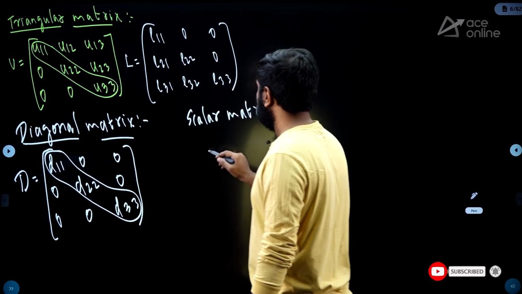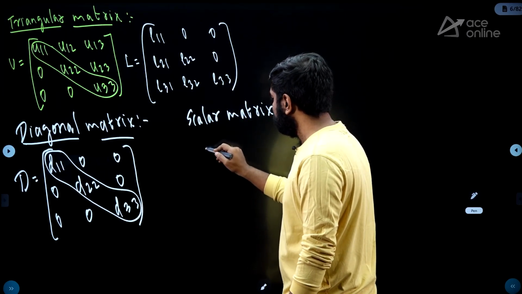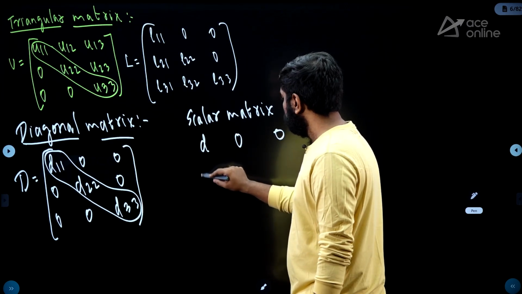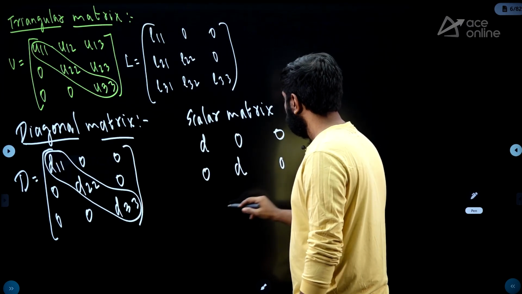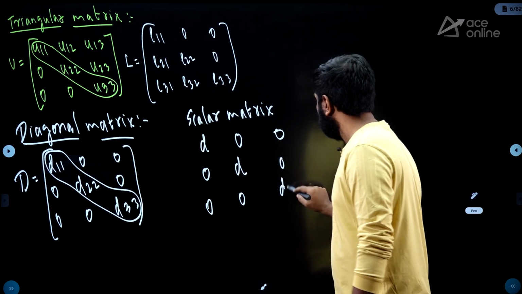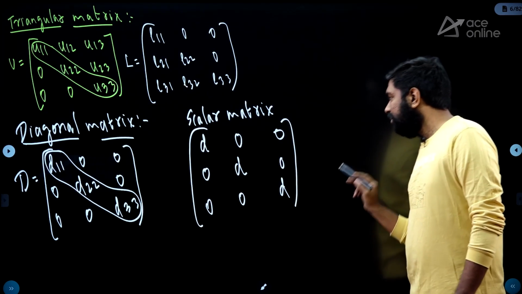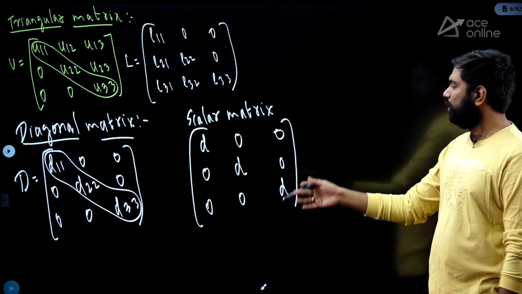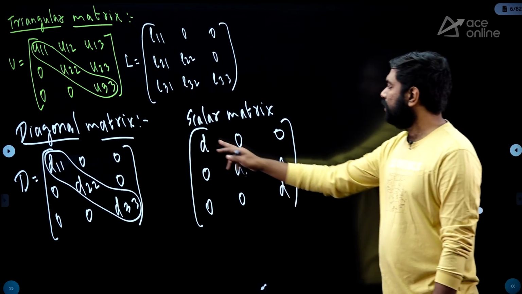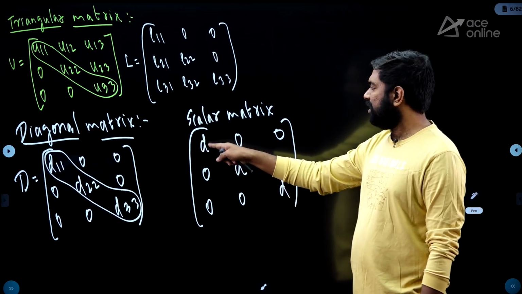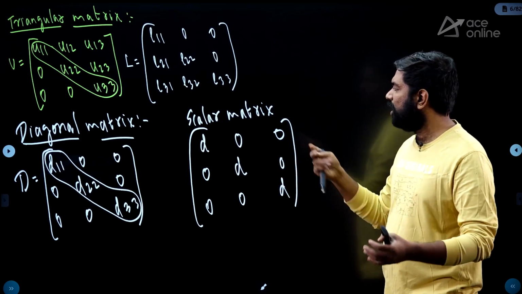So the scalar matrix, how does this look? It is similar to this, where in the place of D11, you just write D: D, 0, 0, 0, D, 0, 0, 0, D. All the principal diagonal elements are fixed and they are equal to each other. You cannot say 1, 2, 3. If you say 1, this is also 1, this is also 1. If you say k here, then k, k, k, and the remaining elements are all 0.